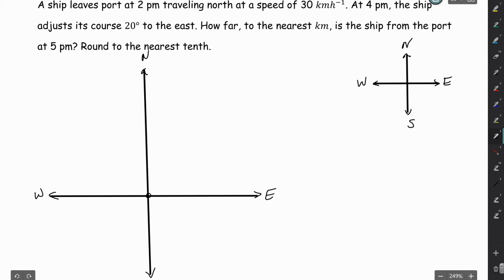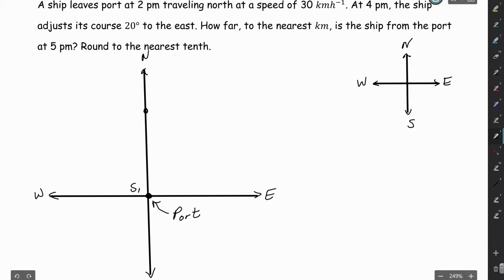I'm just going to make this. I'm going to say this is the starting position. This is where the port is. And then I'm going to travel north starting at 2 p.m. at 30 kilometers per hour.